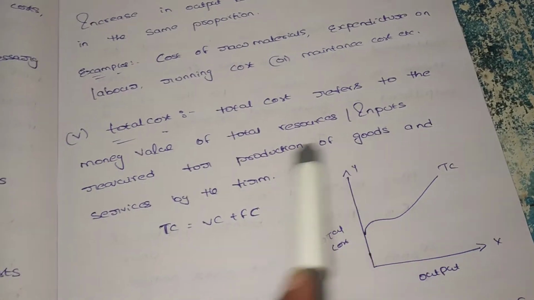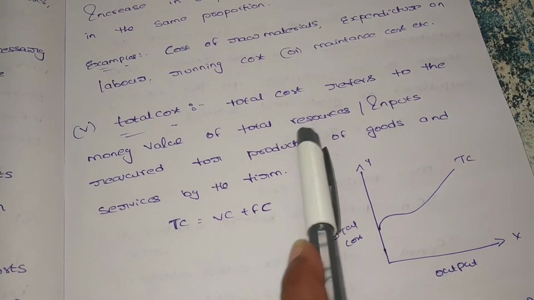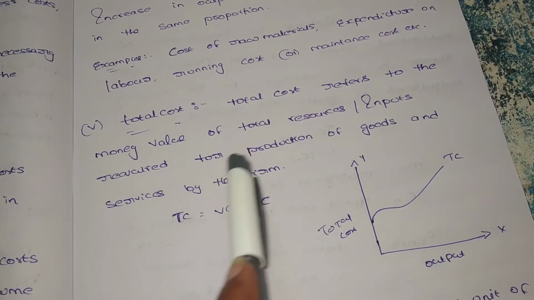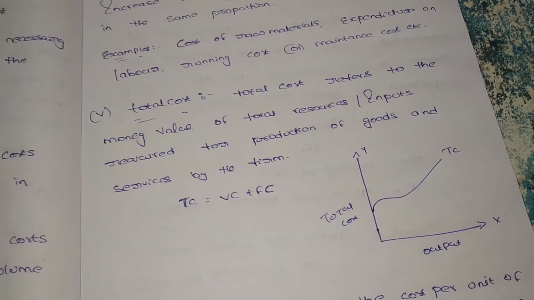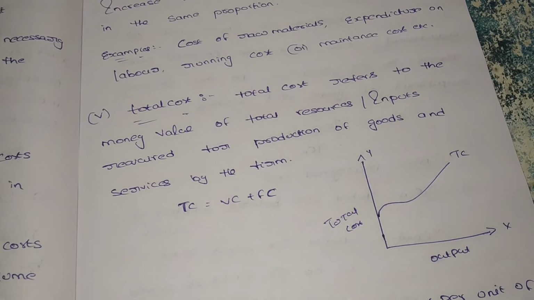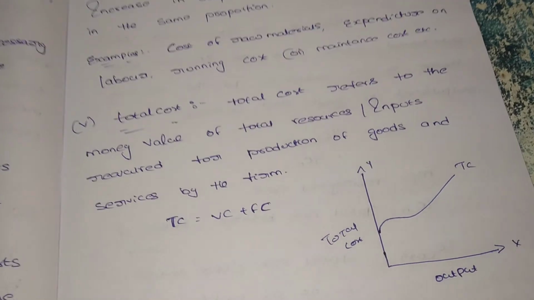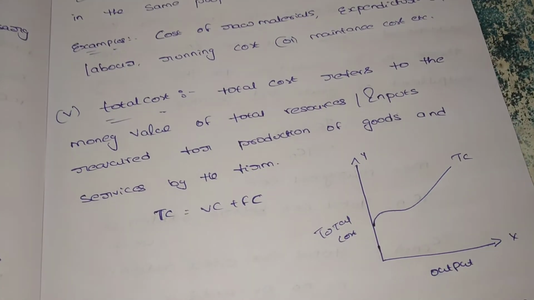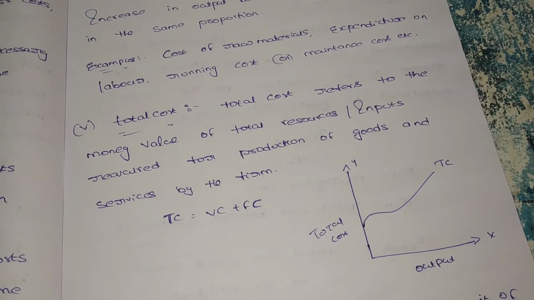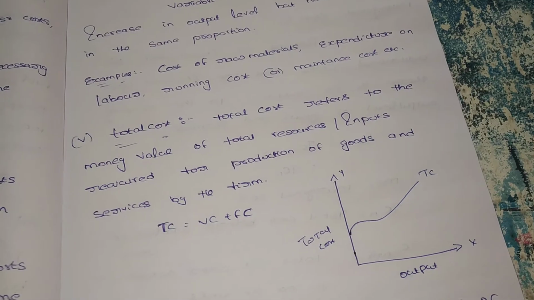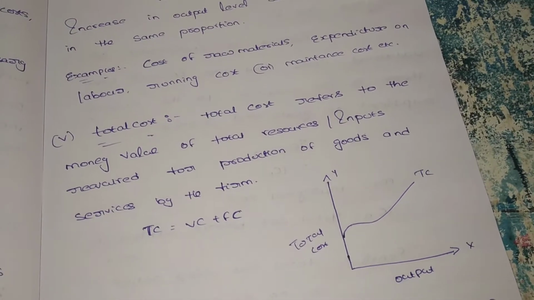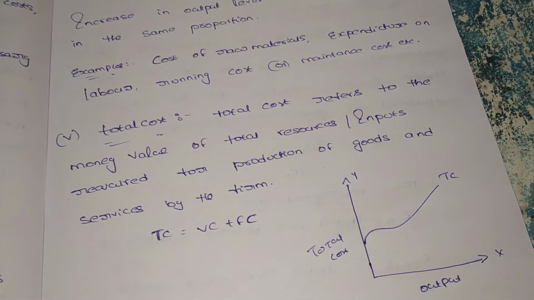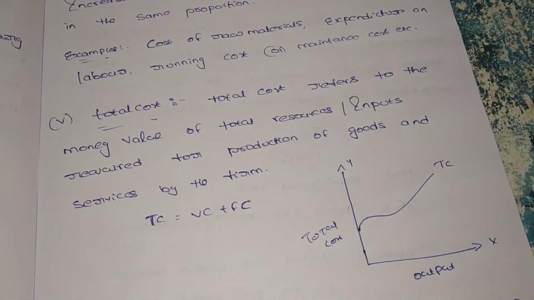Total cost refers to the money value of total resources, that is inputs, required for the production of goods and services by the firm. Every business organization wants to produce goods. For the production of the goods, they incur some cost. That cost we can say is total cost. In this cost, there is a variable cost and fixed cost. But when we calculate the total cost, we have to add both the total variable cost and total fixed cost. Then only we get total cost.